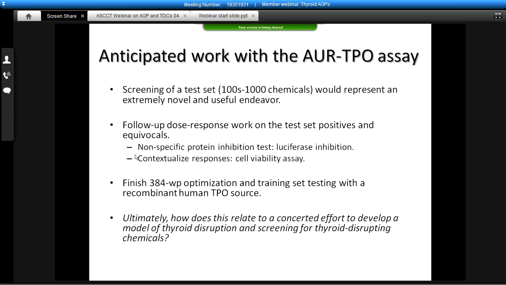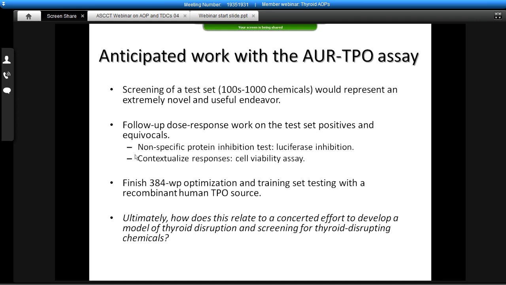So our anticipated future work with this assay, we'd really like to test a larger set of chemicals, whether it's phase 1 or phase 2 of ToxCast, the E1K, or all of the above. This would be extremely novel because no one has tested that much of chemical space for thyroperoxidase inhibitor activity. If we did this in a yes or no format with just one high concentration of each chemical, we could do follow-up dose response work on the test set positives and equivocals.